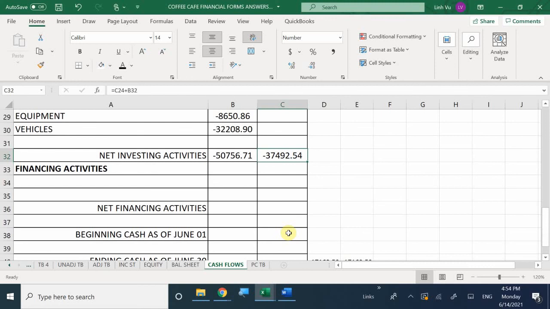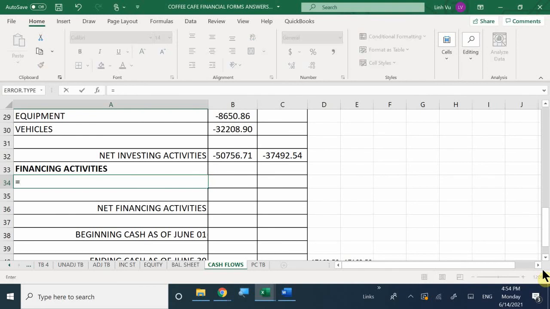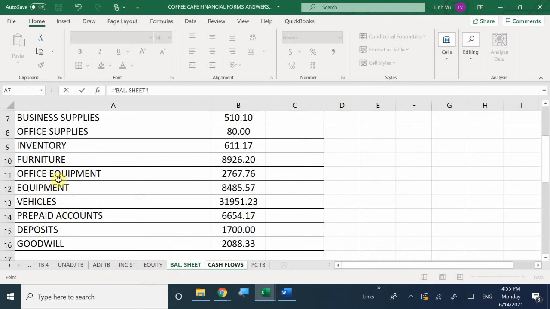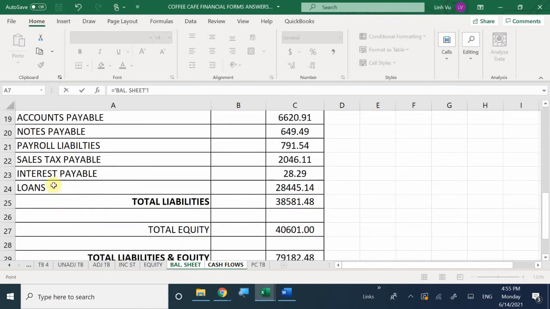So, the last section is going to be my financing activities. Now, number one here is going to be your loans, because again, we took a loan. When we took a loan, what do we get out of that? We get cash on hand. That is correct. That's what taking a loan does. It allows us to get the money we need to do whatever we need to do.